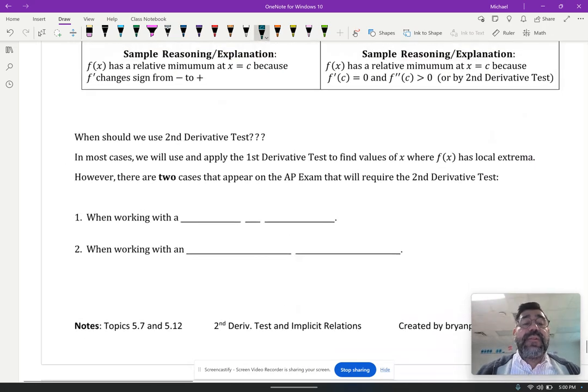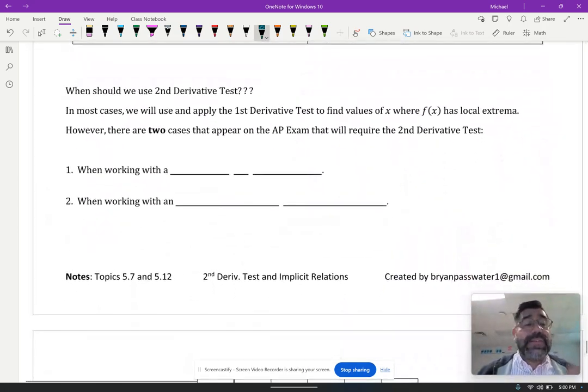So when do I use each? Well, it depends. In most cases, whenever we have to find x values where f of x has local extrema, we're going to use the first derivative test. If they give you an equation, chances are you can take the first derivative and use the first derivative test. Easy. However, there are two places on the AP exam where you might be required to use a second derivative test.